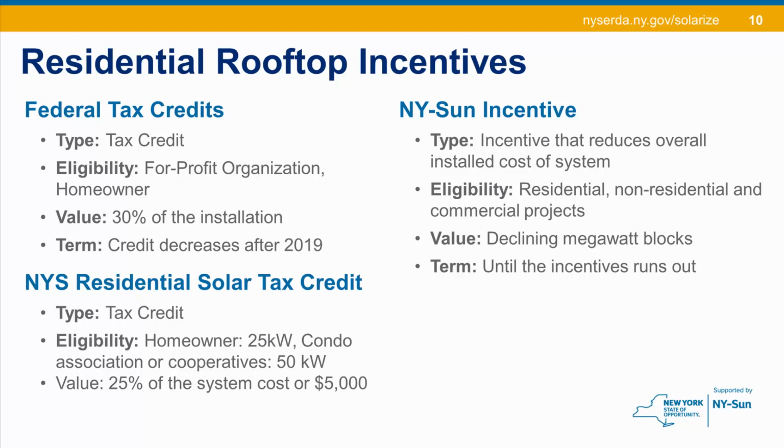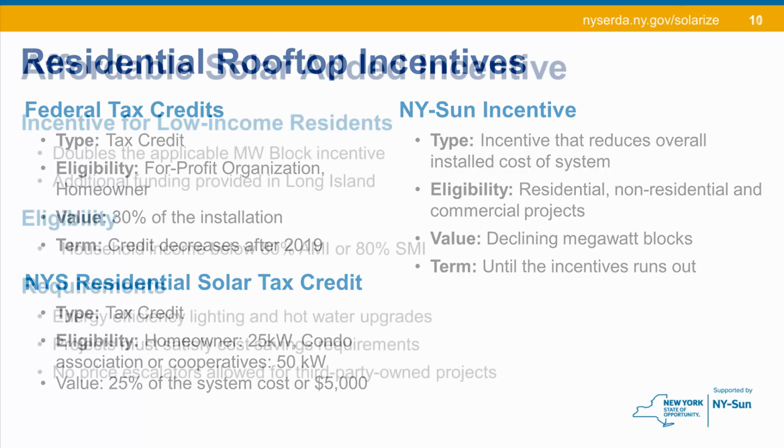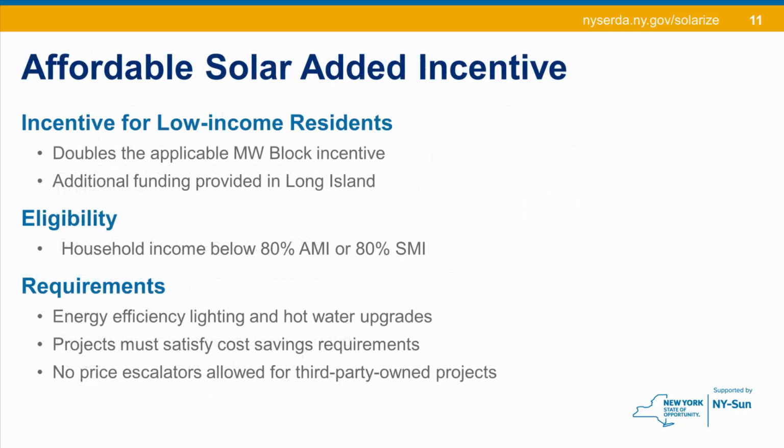The third incentive is the New York Sun incentive. This incentive reduces the overall installed cost of rooftop solar systems via incentives paid directly to the contractor. The incentive amount is based on the blocks for each region and sector. Residential, non-residential, and commercial projects are eligible to receive this incentive. The Affordable Solar Incentive is available for income-qualified homeowners and works just like other New York Sun incentives. However, there are household income requirements as well as minor low-cost energy efficiency upgrades to the home.